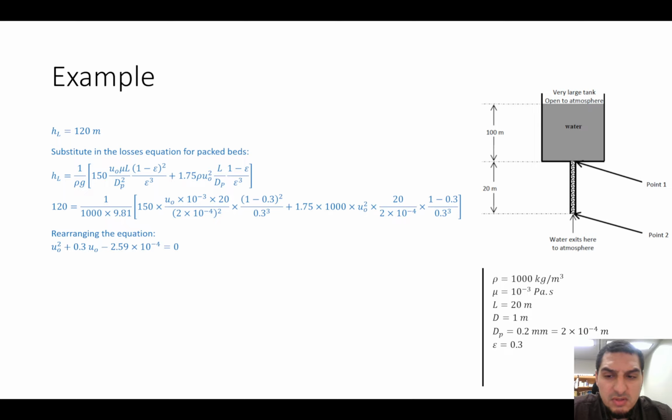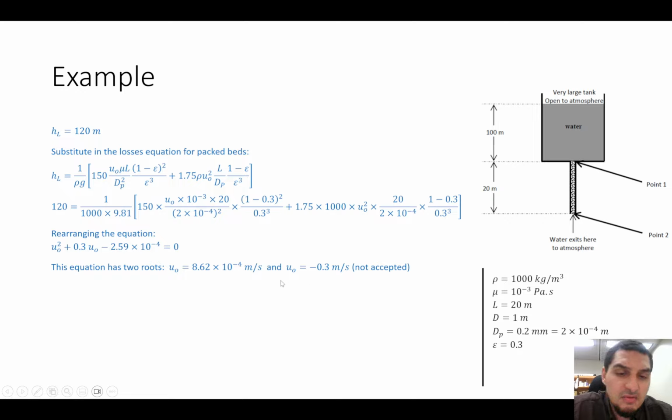You can use a calculator, you can use computer software, or we can use the formula, which is negative b plus or minus root b squared minus 4ac over 2a. And from this we can find the roots. So we have 2 roots. This is one which is 8.622 times 10 power minus 4 meter per second, and there is one that's negative. Of course, the negative is not accepted, so we will accept this as the right answer.